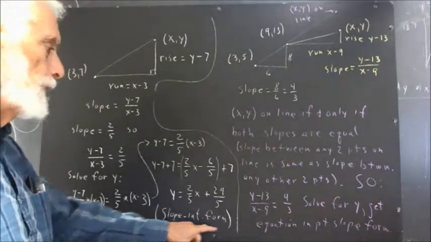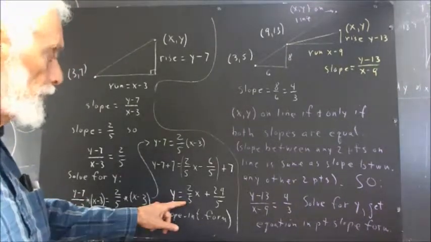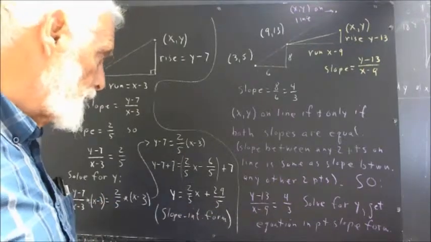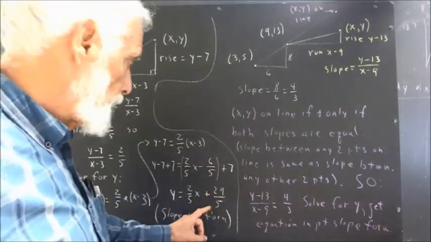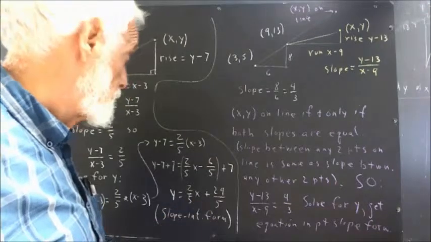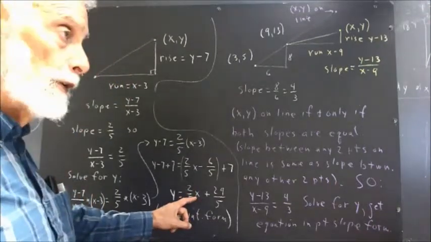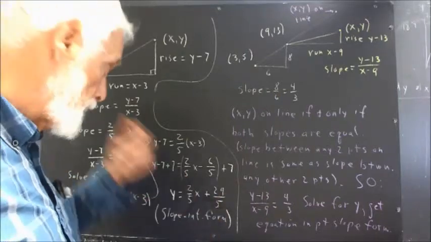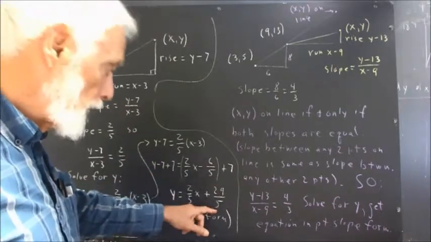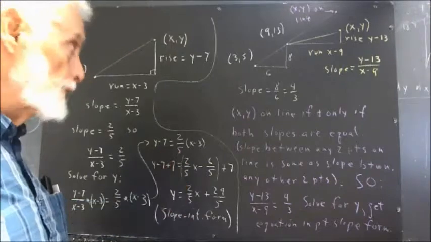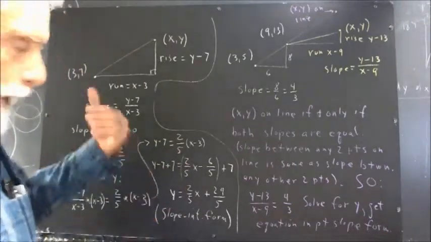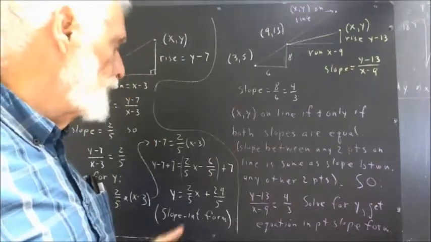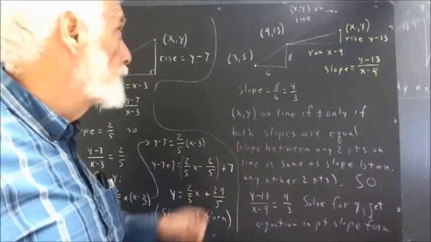This is called the slope-intercept form. 2/5 is the slope, 29/5 is the y-intercept. Because, of course, the y-intercept occurs when x is 0, and if x is 0, this term becomes 0, and we get y equals 29/5. So the point (0, 29/5) is the y-intercept. Or we could just say that the y-intercept, knowing that that is on the y-axis and has x coordinate 0, we can just say that the y-intercept is 29/5.